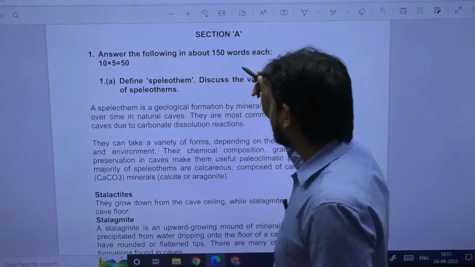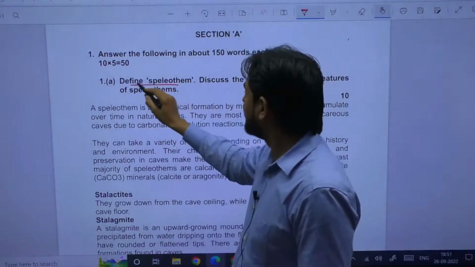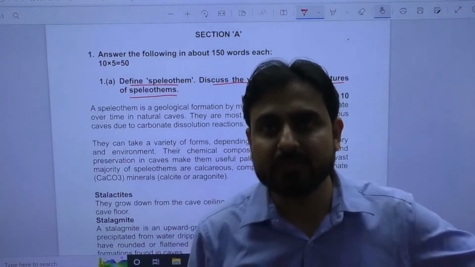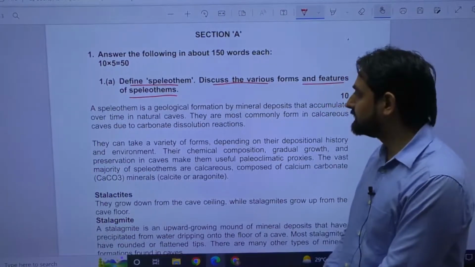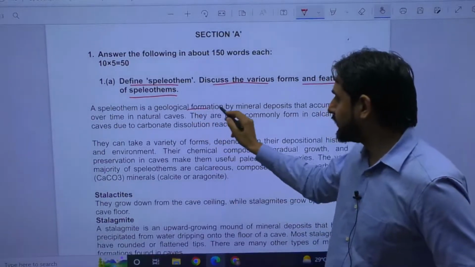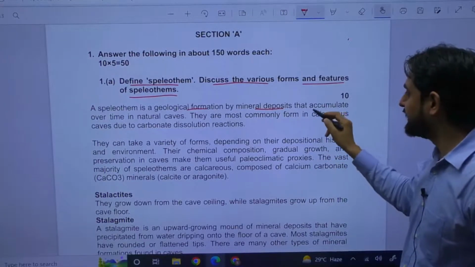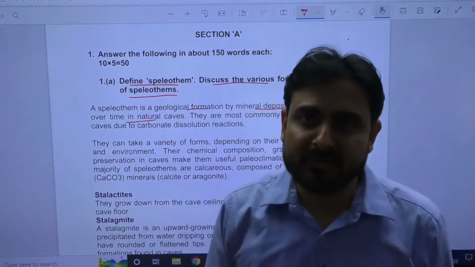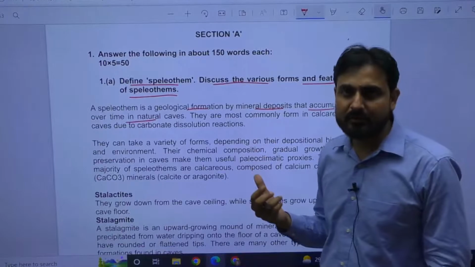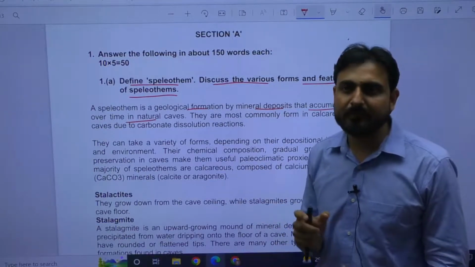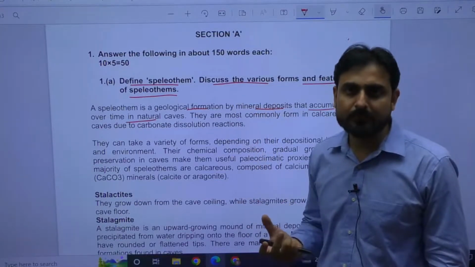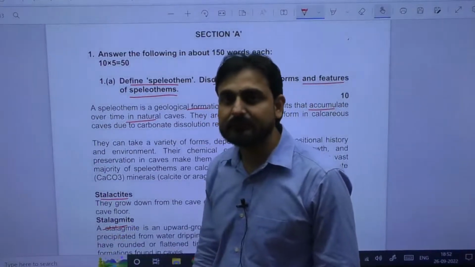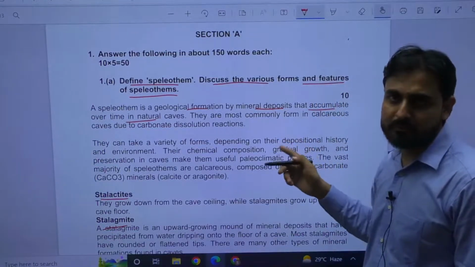Define a speleothem. Discuss the various forms and features of a speleothem. A speleothem is generally associated with the development of calcareous formations, geographical formation by mineral deposition that accumulates over time, generally within caves. We notice different kinds of shapes and forms, deposition of calcium carbonate within the caves, generally from the roof, top, or at the bottom, in the form of stalactite or stalagmite.